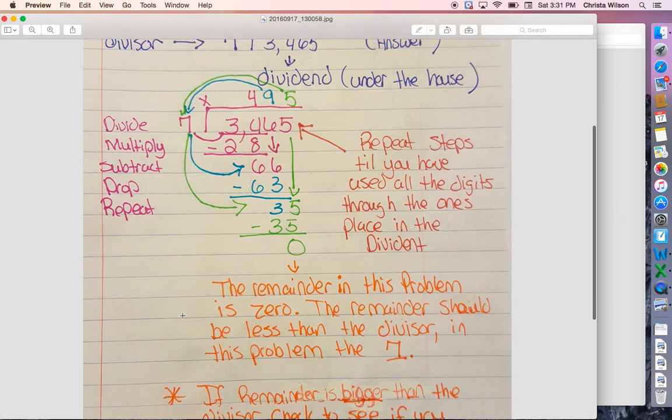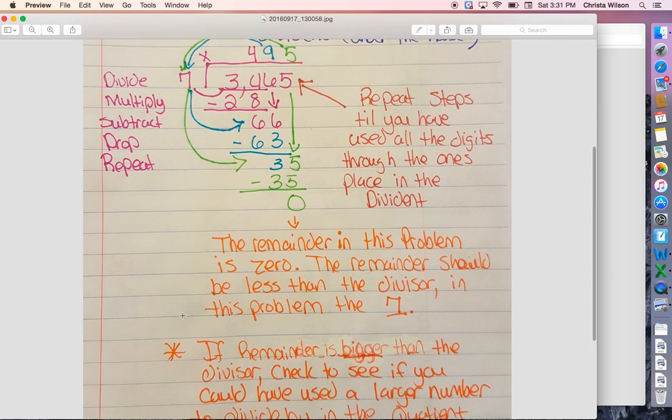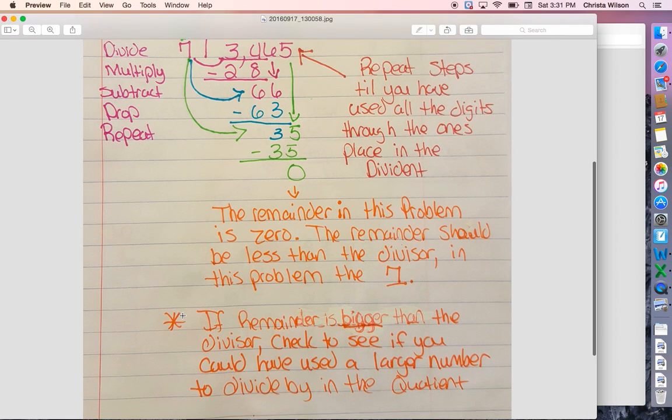If your remainder is bigger than the divisor, then you need to check to see if you could have used a larger number to divide by in the quotient. If I had had a remainder of 8 or 9 here, then I probably could have raised one of these numbers, probably the 5, could have gone to 6 or something like that. So always make sure that your remainder is less than your divisor, and that's how you can assure that you did it right.